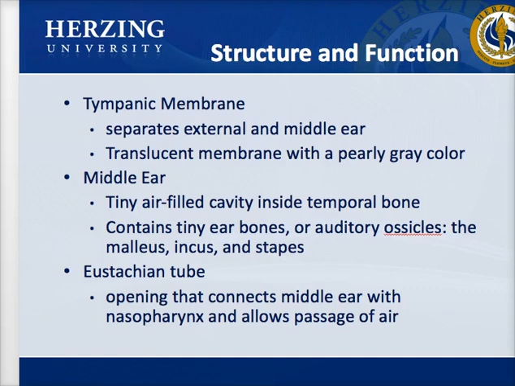The middle ear is a small air-filled cavity inside the temporal bone. It contains tiny ear bones, the malleus, incus, and stapes. The middle ear has three functions. The first function is it conducts sound vibrations from the outer ear to the central hearing apparatus in the inner ear. It protects the inner ear by reducing the amplitude of loud sounds. Its eustachian tube allows equalization of air pressure on each side of the tympanic membrane.